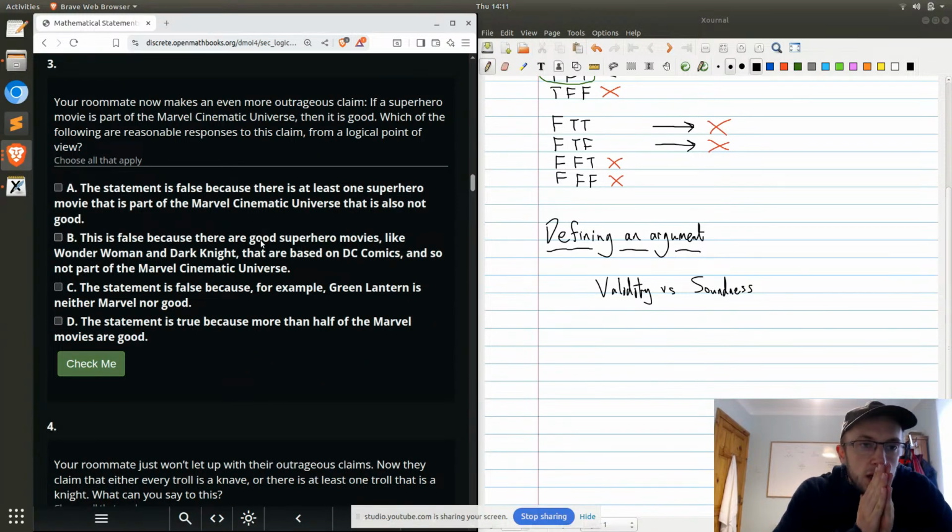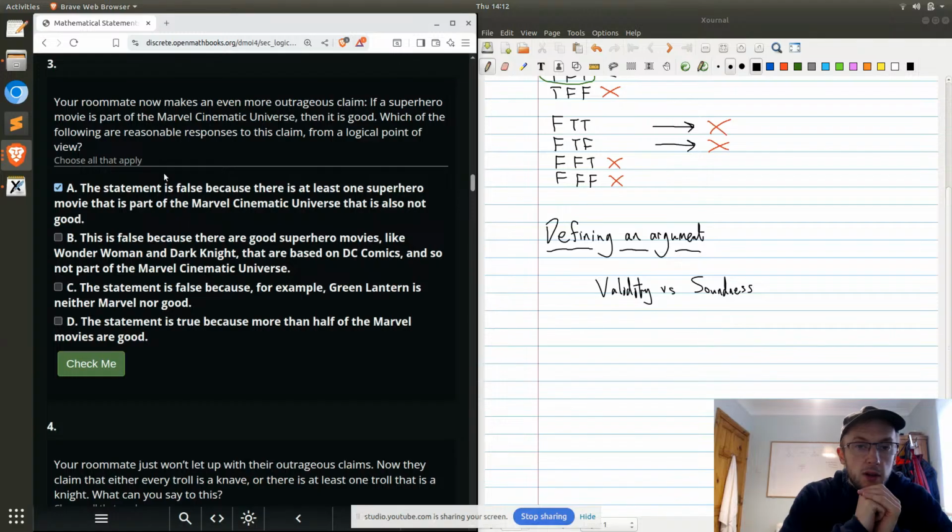Okay, question 3. Your roommate now makes an even more outrageous claim. If a superhero movie is part of the Marvel Cinematic Universe, then it is good. Which of the following are reasonable responses to this claim from a logical point of view? A, the statement is false because there is at least one superhero movie that is part of the Marvel Cinematic Universe that is also not good. That's logical. If you believe that, that's logical.